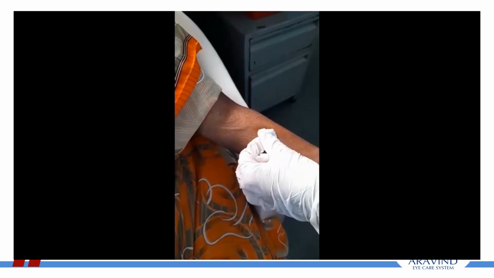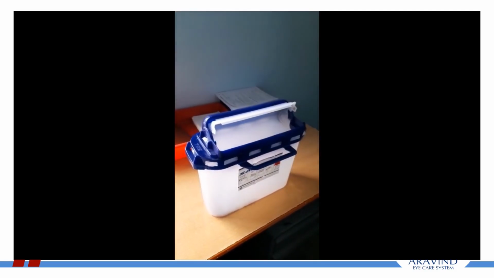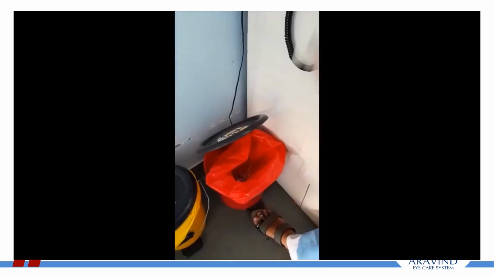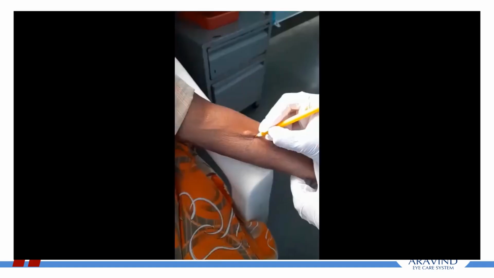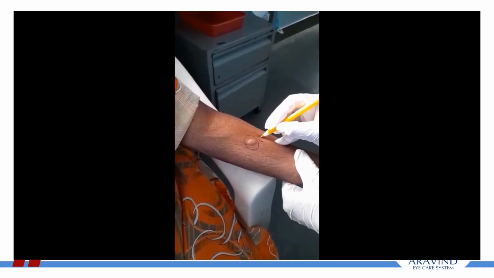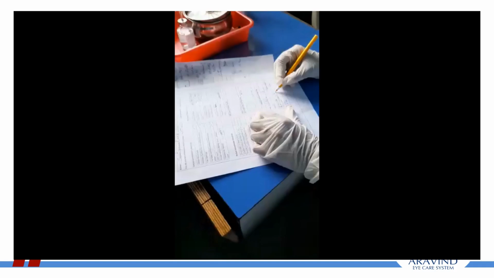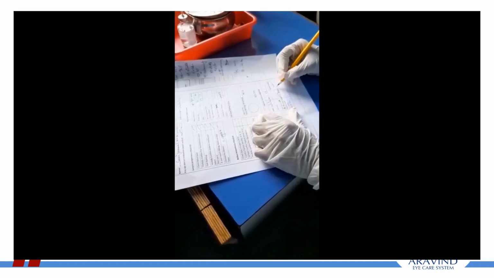Apply gentle pressure on the site of injection with a sterile cotton wiper. Discard the needle into the puncture-proof container. Make a mark around the injected area. And the details of the test dose have to be documented in the case sheet.